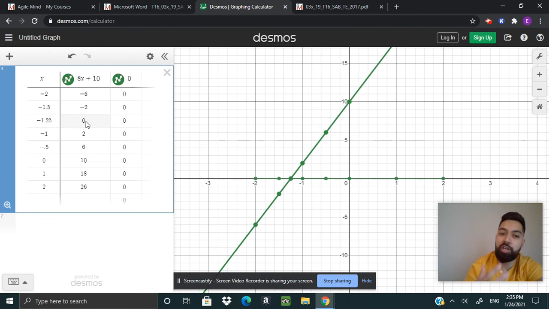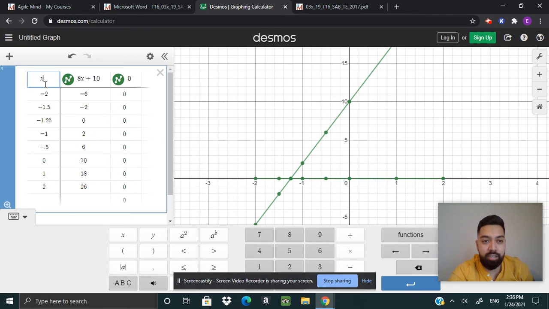So when you're looking at the table, you're analyzing and observing and trying to find a spot where we can get those numbers to match. And so you find the value. The value is x equals -1.25. That's your solution right there.